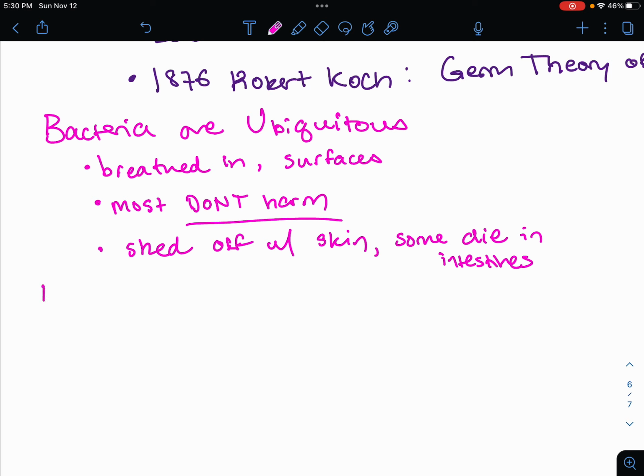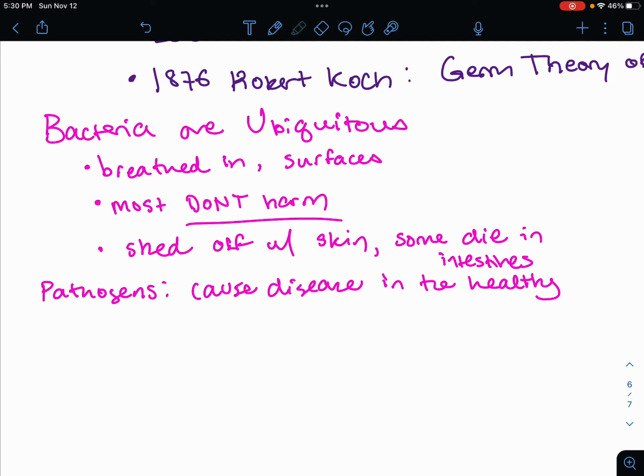And then pathogens are again the microbes that will cause disease in healthy individuals. Again, not all microbes are pathogens.